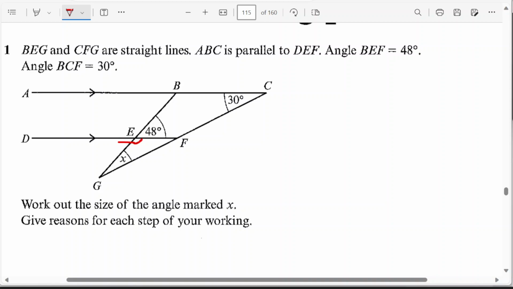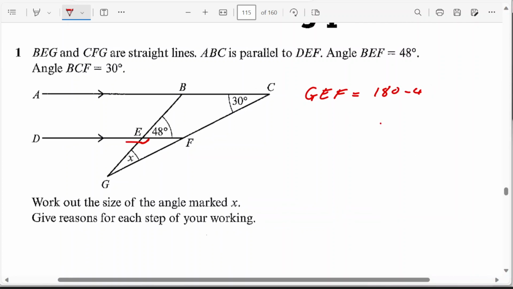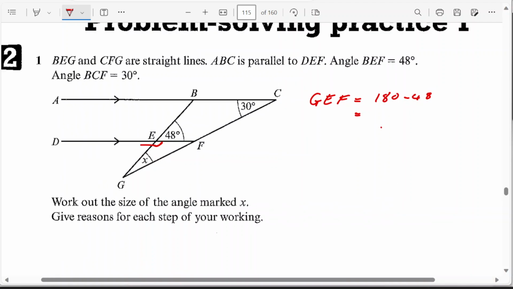So GEF is going to be equal to 180 minus 48, so 132. And the reason for that is that angles in a straight line, on a line, equal 180 degrees.